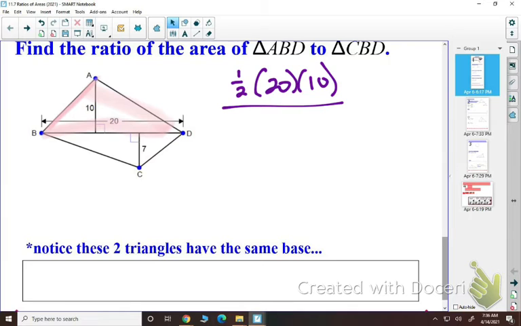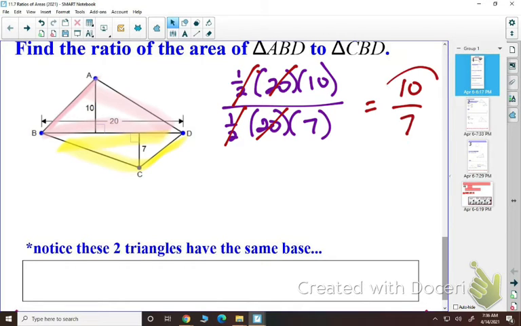In the triangle CBD, the one at the bottom, so let me just highlight that one in yellow. The base is still 20, but this time the height is 7. So before I even multiply anything out, you know, things will reduce. The 1/2 in the numerator and the denominator will cancel out. The 20 in the numerator and the denominator will cancel out. I'm just left with 10 to 7.